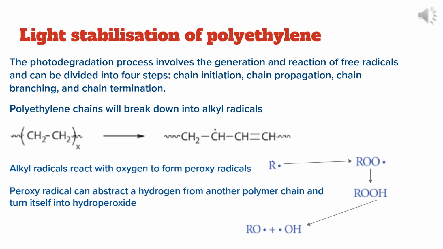The peroxy radical can then extract a hydrogen from another polymer chain and turn itself into hydroperoxide. The polymer chain that donated the abstracted hydrogen forms a new alkyl radical. This step is chain propagation.